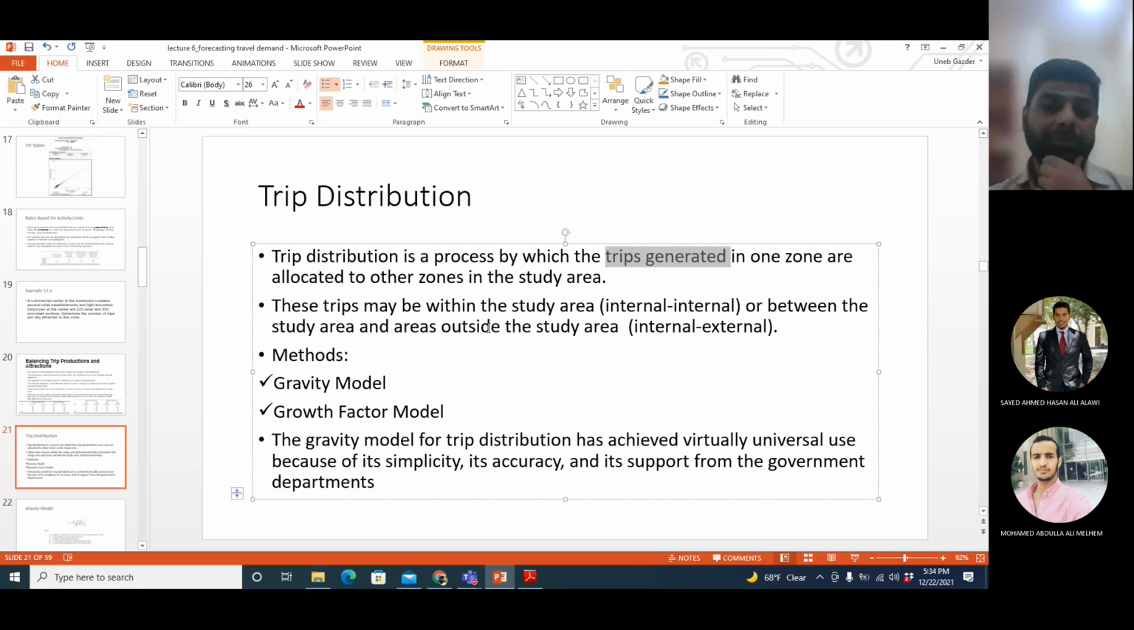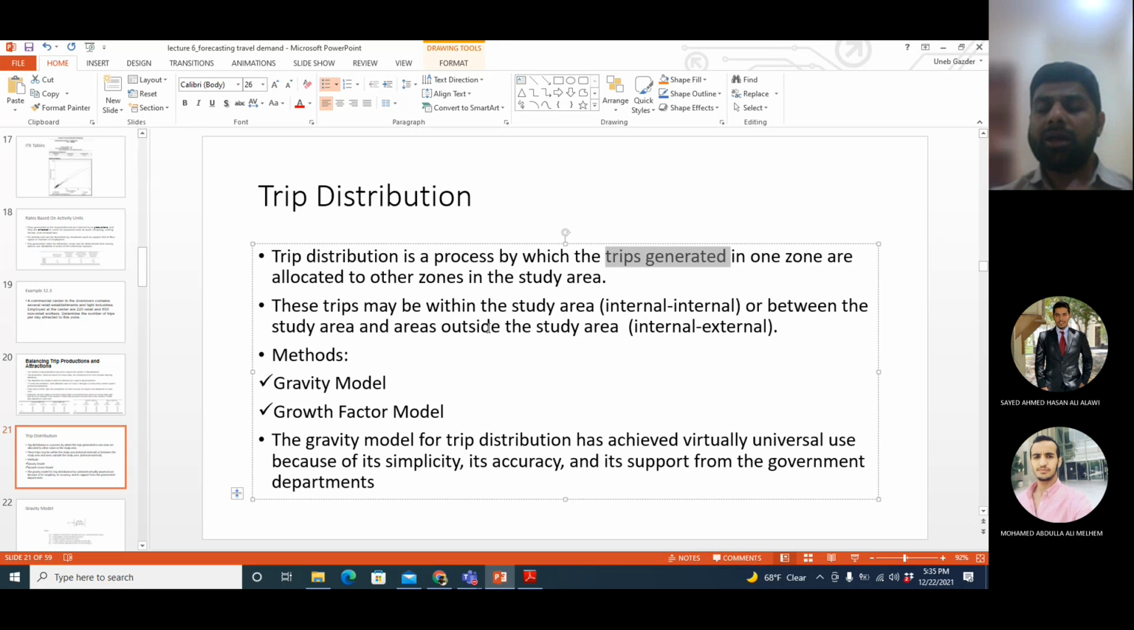Now the trips which you will consider for trip distribution can be internal, meaning their starting point and ending point are zones within your study area. They started within the study area and ended within the study area. Or they can be internal-external. Internal-external means either they started outside the study area and came in, or they started from the study area and then went out. Both types of trips must be considered for trip distribution, internal as well as internal-external.